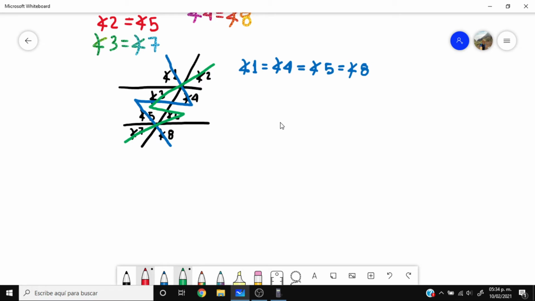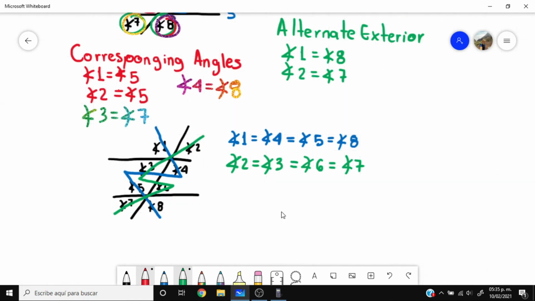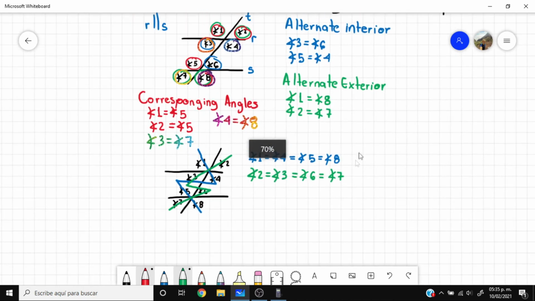Okay, so we have the same case. Angle 2 equals angle 3, that is equal to angle 6, and this is also equal to angle 7. Okay, do you see that? 2 equals 3 because they are opposite by the vertex. 3 equals 6, they are alternate interior. 6 equals 7, they are opposite by the vertex. 2 equals 7, they are alternate exterior. 2 equals 6, they are corresponding, and 3 equals 7 because they are corresponding angles. Okay, so this is the theory.